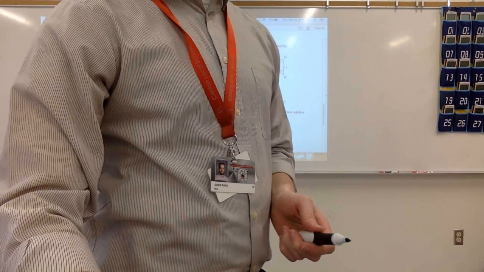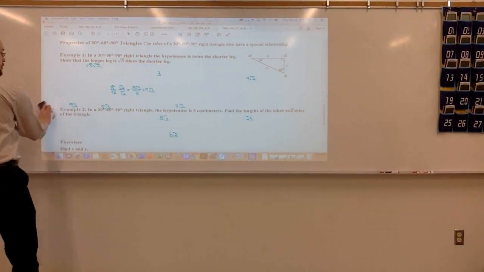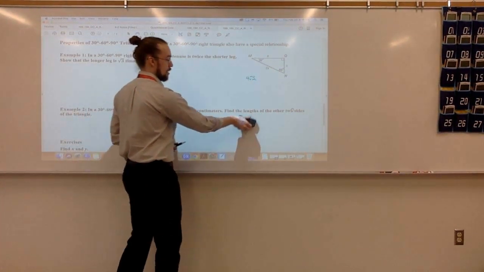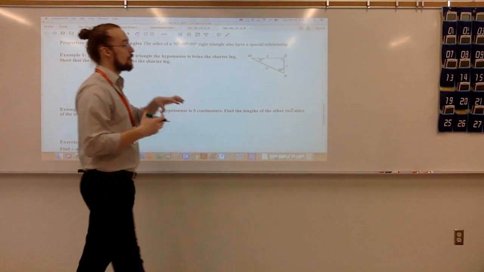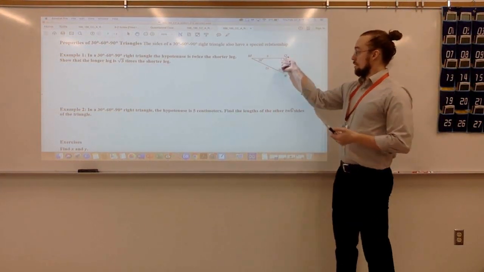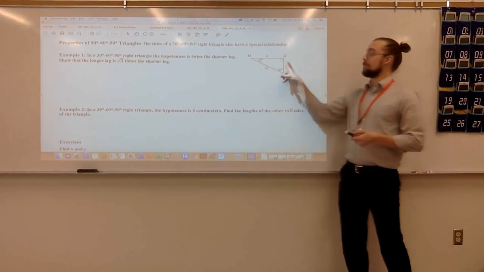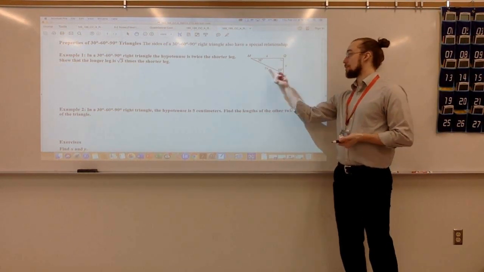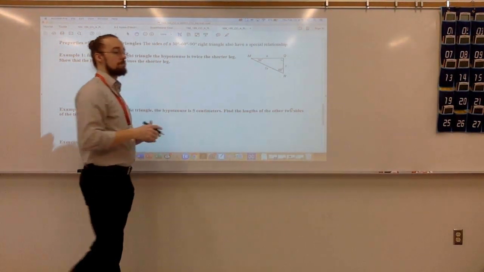Okay, so the other one that we're going to look at is a 30, 60, 90 right triangle. In this example here, they just give us that the shorter leg, which would be the one opposite the 30-degree angle, is exactly half of the hypotenuse. Right? The hypotenuse is exactly twice the shorter leg. So let's figure out what the other leg is.